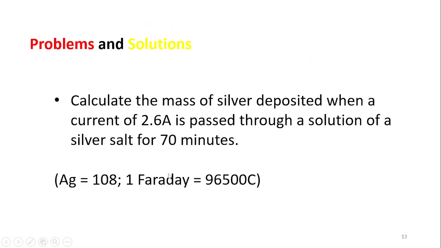So now let's solve one more question. Calculate the mass of silver deposited when a current of 2.6 amperes is passed through a solution of a silver salt for 70 minutes. So we have these parameters here. Now how do we solve a question like this?